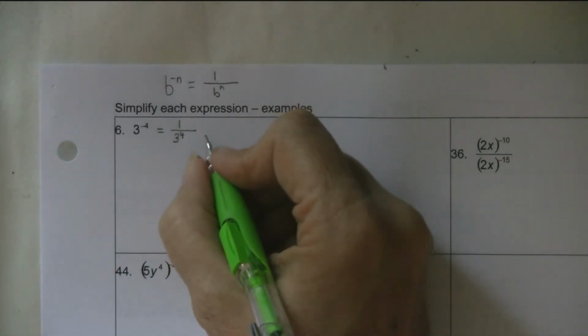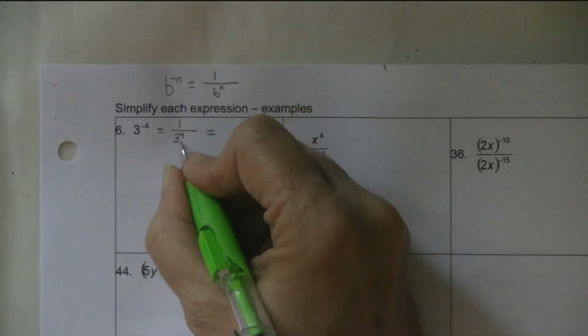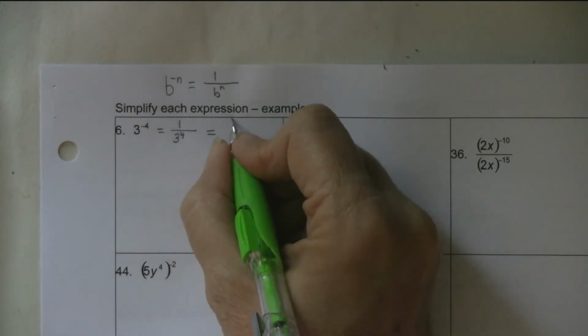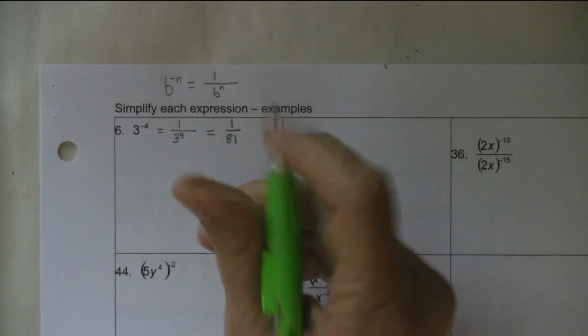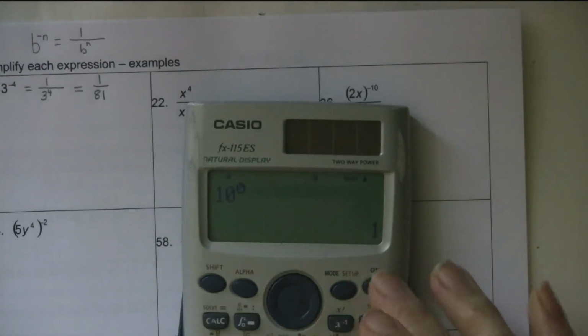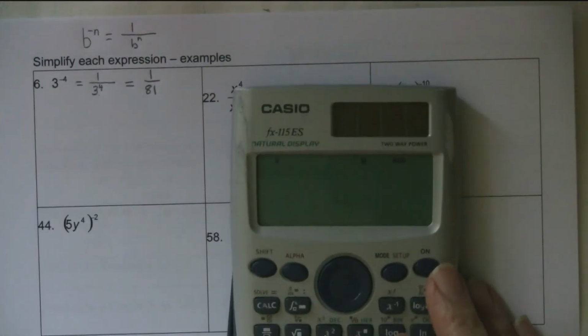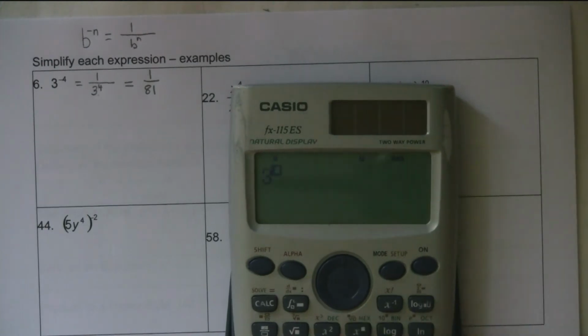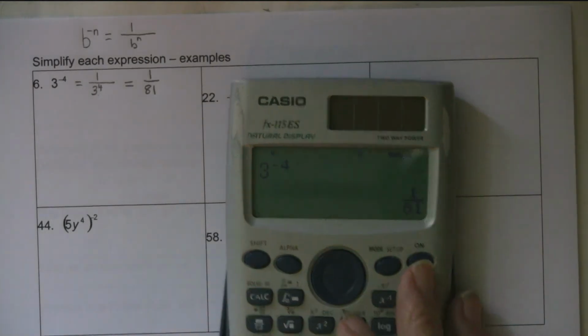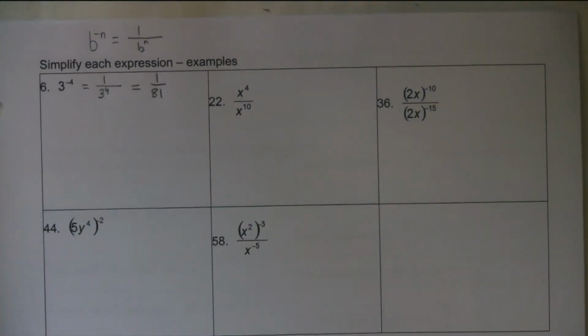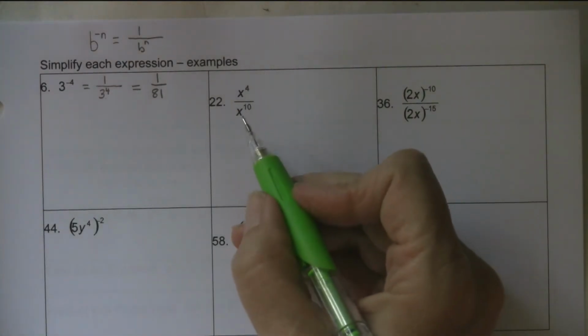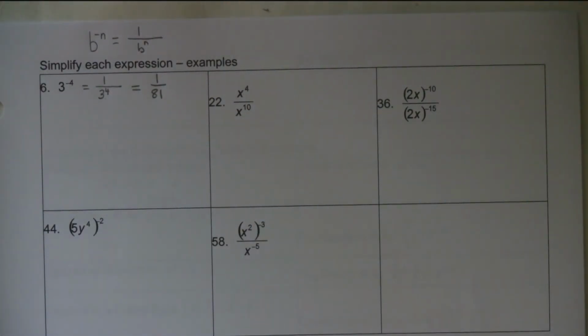And 81 is not a big number. It's not over 1,000, so you should not write it in exponential notation. You should write it in regular notation. So this is 1 over 81. If you're thinking, I bet my calculator doesn't know that, your calculator actually does know that. 3 raised to the negative 4 is 1 over 81, right? So it also knows that it should be written in regular notation, and it should be written as a fraction. It also knows that.